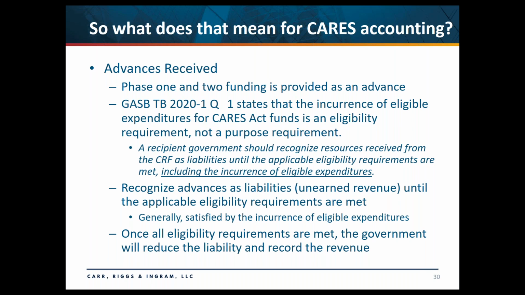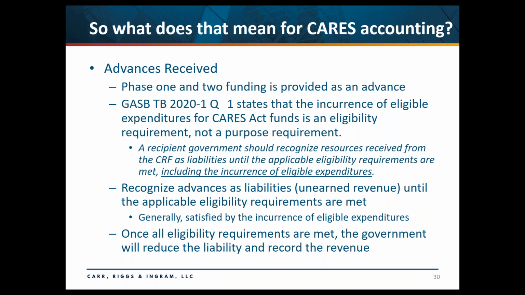What matters is it's an expenditure-driven grant, and that means all of our revenue recognition is going to be driven by that. Because the incurrence of eligible expenditures is an eligibility requirement, we are not going to record revenue, regardless of when the funding comes in, until all eligibility requirements are met, including the incurrence of eligible expenditures. So it doesn't matter how I got the money, I cannot book that revenue until I have spent it on something eligible and met all my other eligibility requirements.